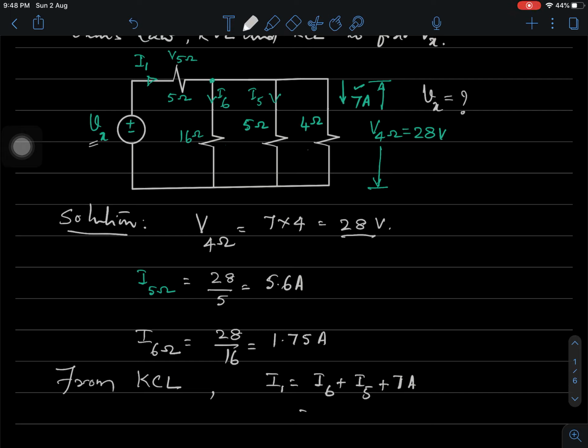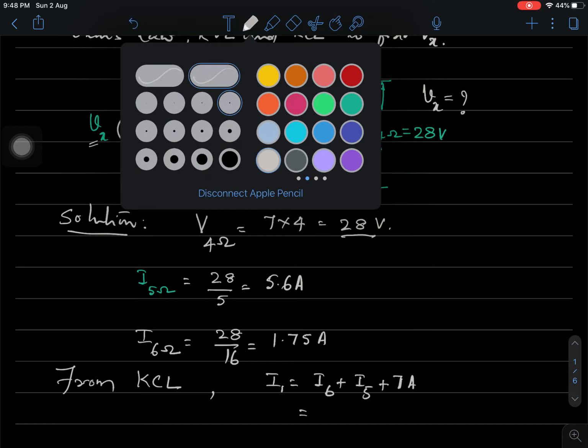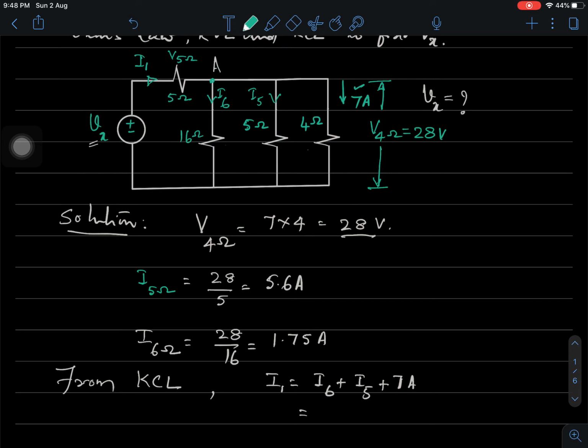Alright. So we simply add the currents. Current entering the junction, if we call it A, I1 is the current that is entering the junction or the node A, and I6, I5 and 7 amperes leave out of A. So this is 7, this is 7. So 7 is here. Alright.